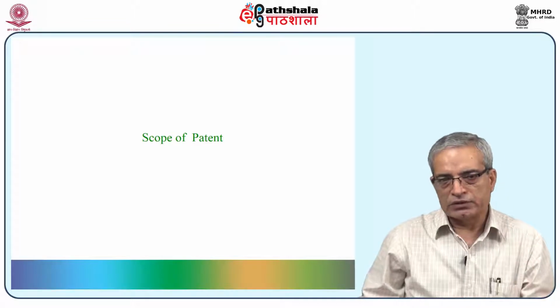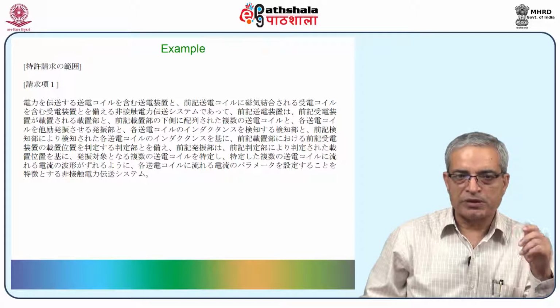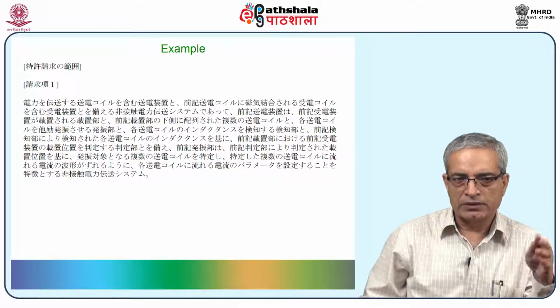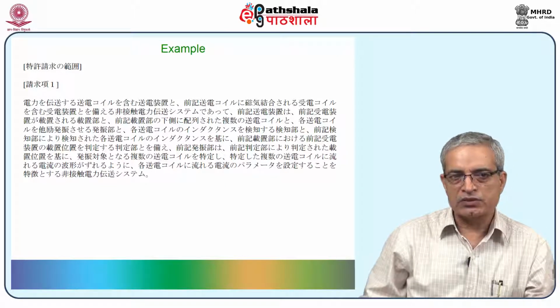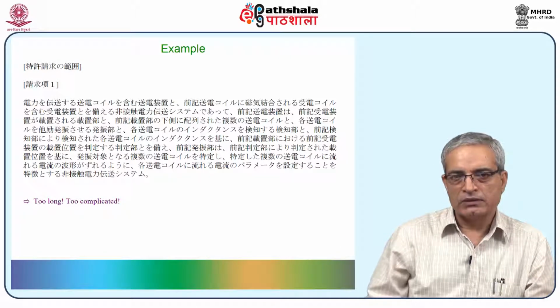Let's start with the scope of patent. This is one example which has been picked up here. It starts with Tokyo Seikyu no Hani, that is the scope of the patent. And there's one more line called Seikyu ko Ichi. These are the two simple things, but then the next paragraph seems to be quite complicated.